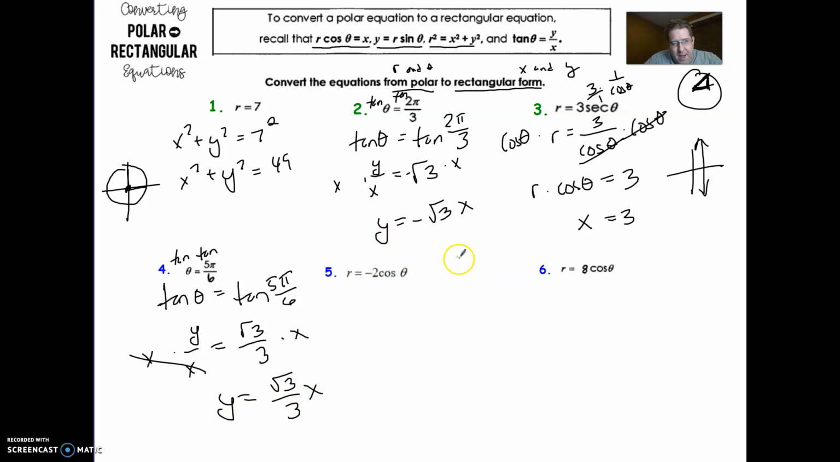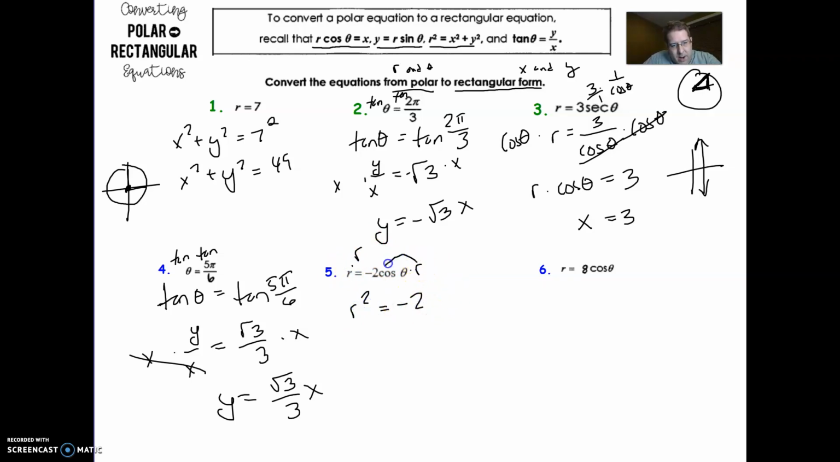All right, number 5. These two questions are going to be done pretty much the same way. And this can be a little bit trickier. You'll notice the trick here is when you have r equals and you have these normal sort of polar equations, the trick is to multiply both sides by r. So now you have r squared equals negative 2.